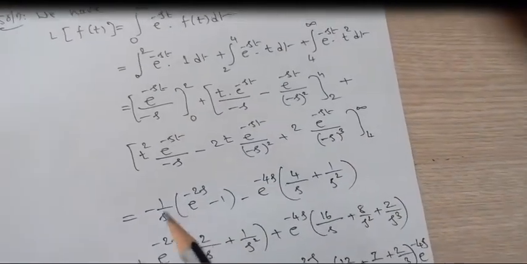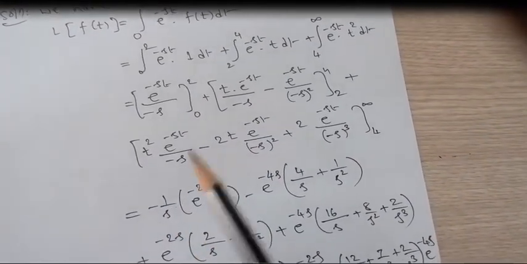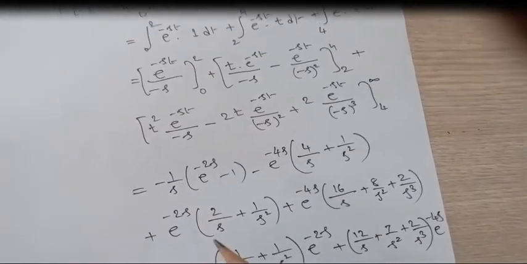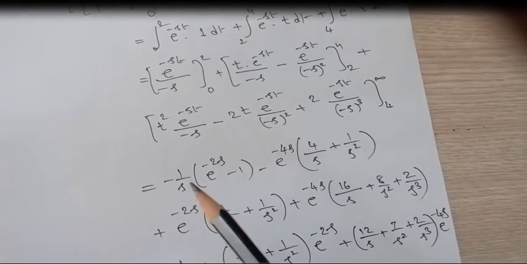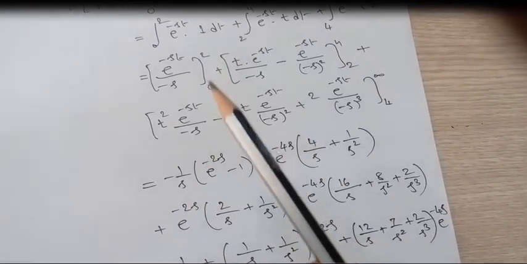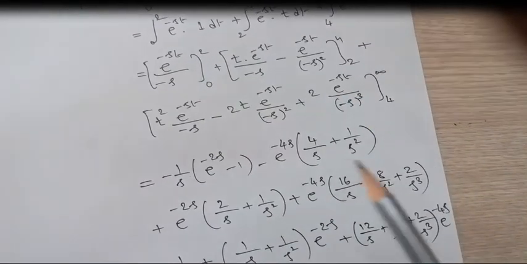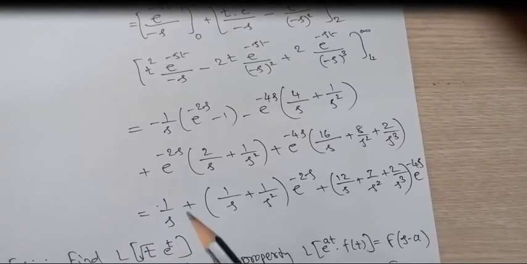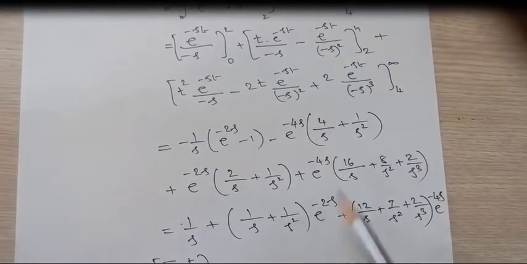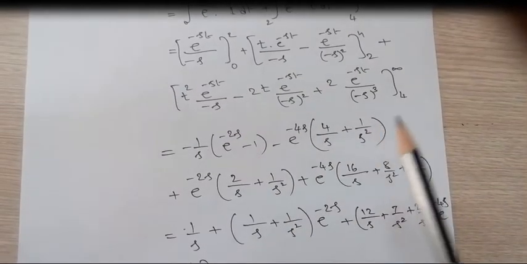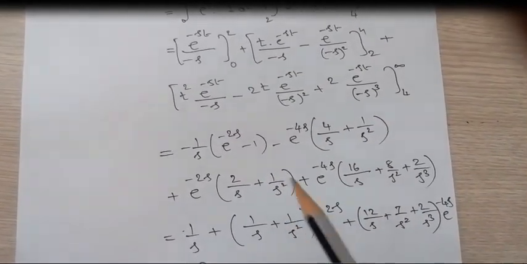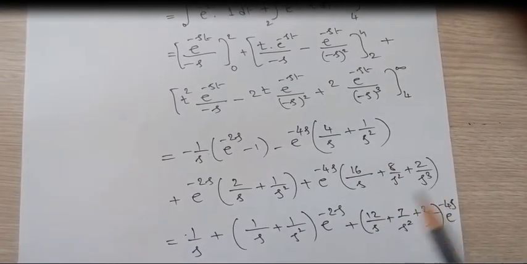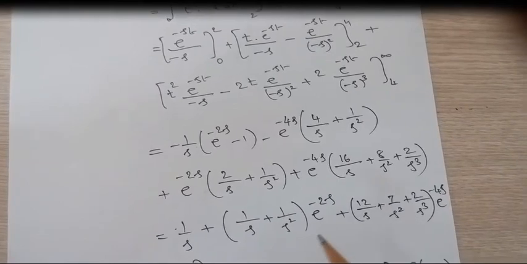So, substituting for upper and lower limits. Next is a very simple substitution and calculation. Minus 1 by s, 0 to 2, 2 to 4 and 4 to infinity, right? And simplifying, we get this. You can go through all the substitutions: upper limit minus lower limit, upper limit minus lower limit, upper limit minus lower limit. Simplifying, we have this.